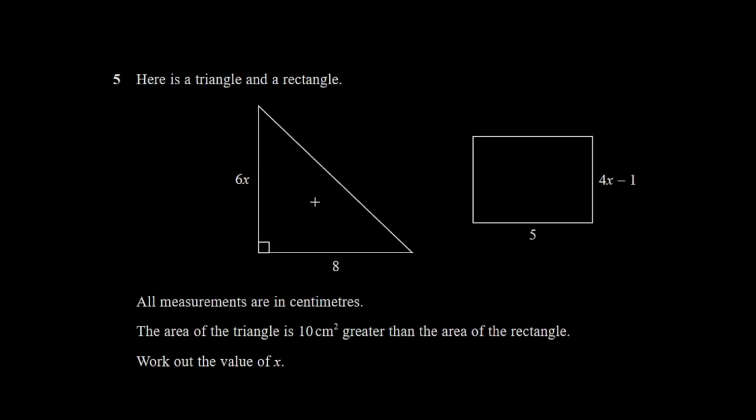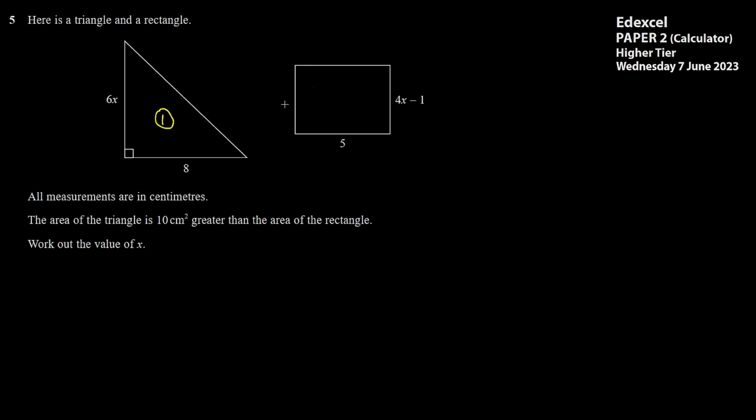Question 5, we've got two shapes, a triangle and a rectangle, and we're told that the area of the triangle is 10 centimeters squared greater than the area of the rectangle. All the measurements are in centimeters. Work out the value of x. Okay, this is area 1 and this is area 2.